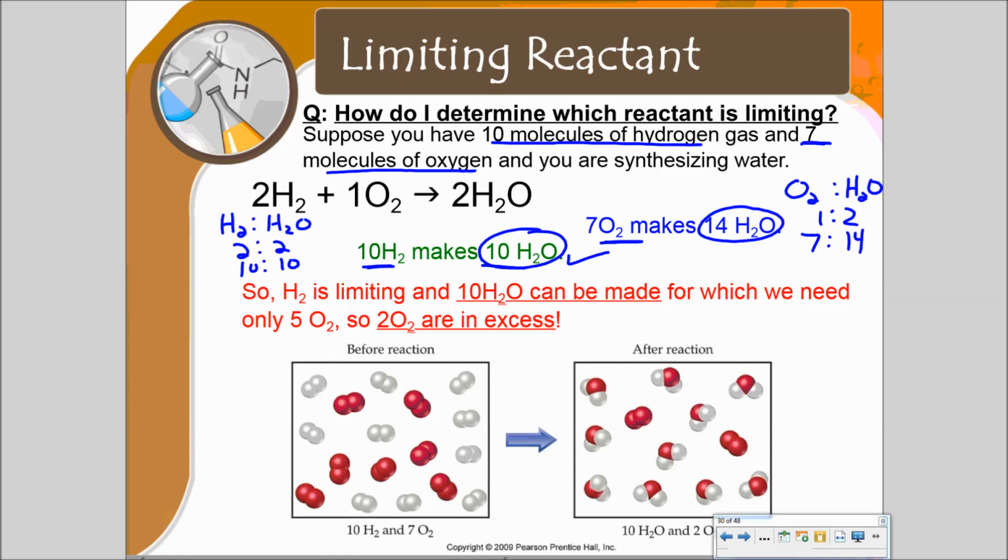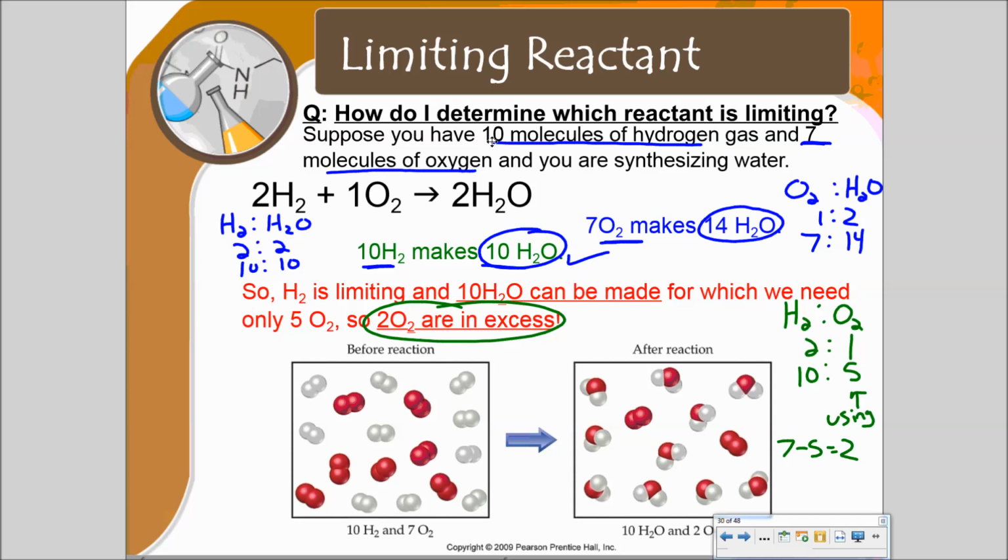Now, how much oxygen is left over? Well, if you look at the relationship between hydrogen and oxygen, it is a 2-to-1. So if you started out with 10 hydrogens, 10-to-1, you're going to be using 5 oxygen. That's what you're using. So how much do you have? Well, if you started out with 7 and you used 5, you have 2. So you have 2 molecules of oxygen in excess.